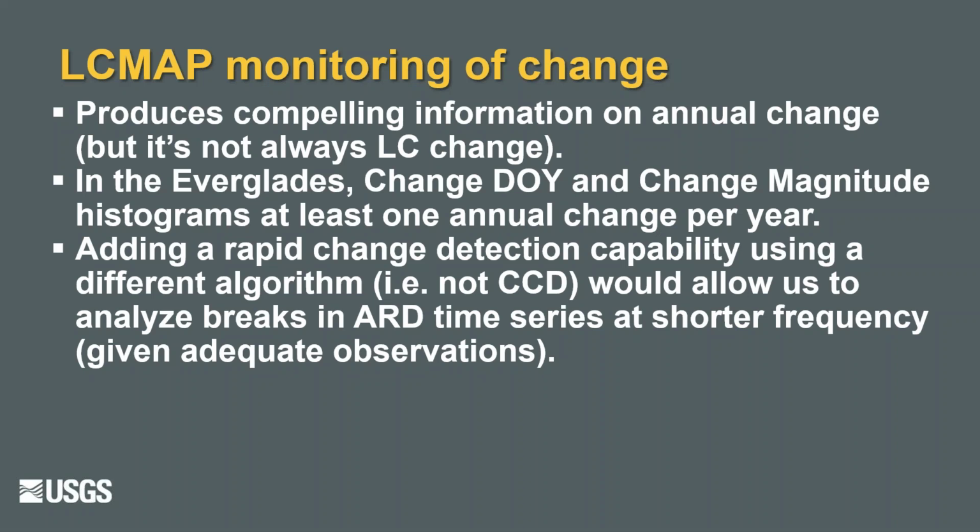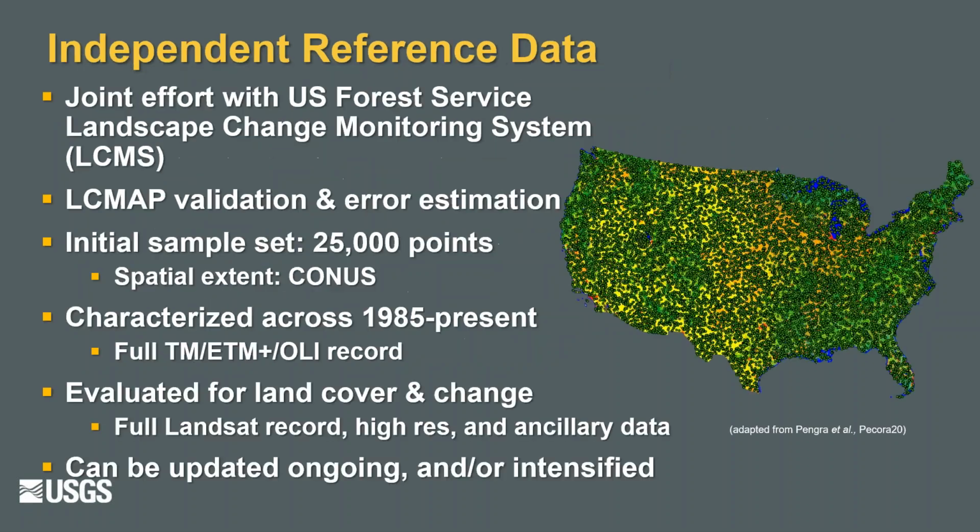So in this case, LCMap change monitoring produces compelling information on annual land change, but it's not always land cover change. And what we're finding in looking at our prototype data is that we see a lot more spectral change than we do land cover thematic change. And we're working towards this rapid change detection capability. It will still need some time after an event to truly detect a change and not be hampered by detecting false change. But CCDC, a different algorithm, might allow us to analyze breaks in the ARD time series.